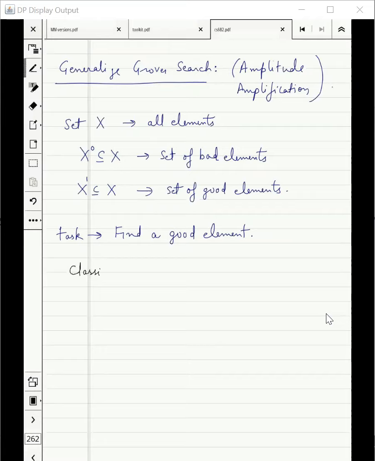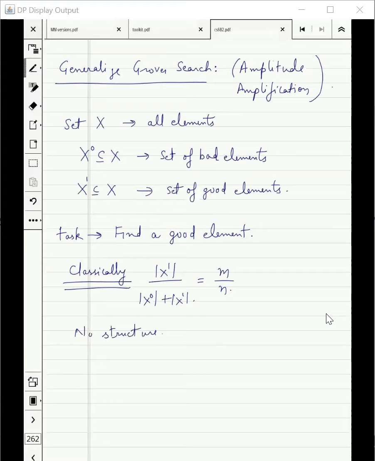This is what we saw. Classically, if I pick a random element, what is the probability that it is good? Depends on the size of X0 and X1, right? In terms of this, it is some m by n. If there is no structure, I don't know anything about these good and bad elements, how they are distributed.